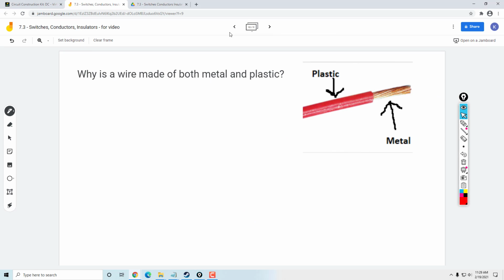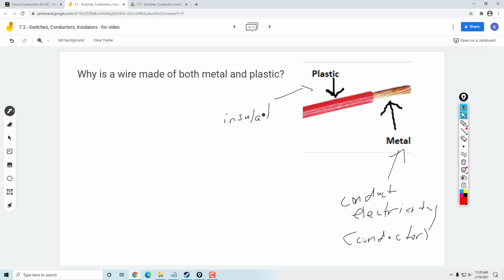So why is a wire made of both metal and plastic? Well, the metal is used to conduct electricity because it is a conductor. The plastic is an insulator, so it will not conduct electricity. And that's for protection, so we can touch the wire without getting shocked. And that's it.